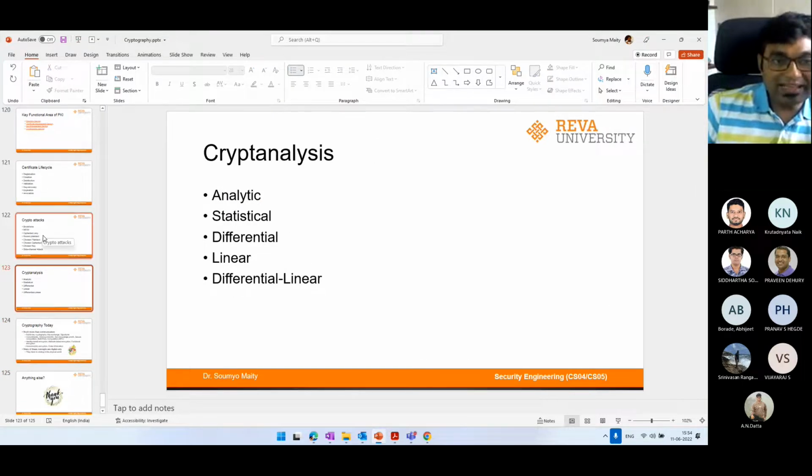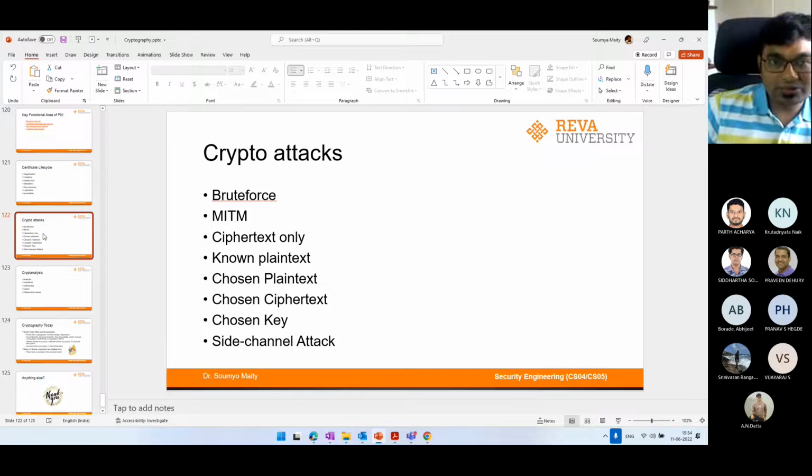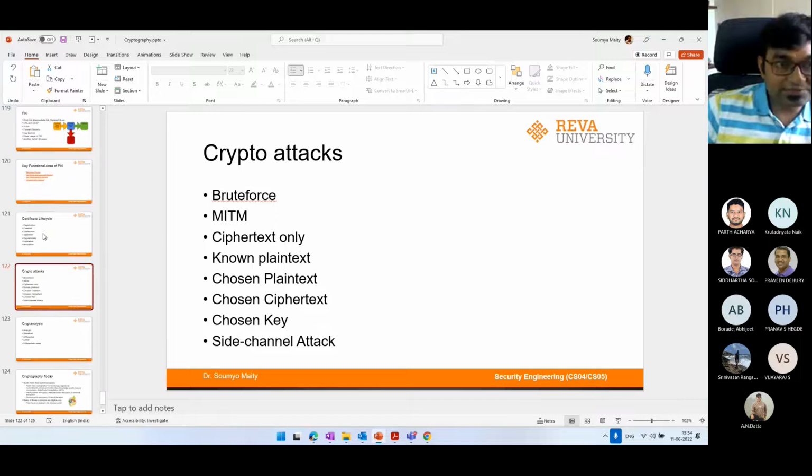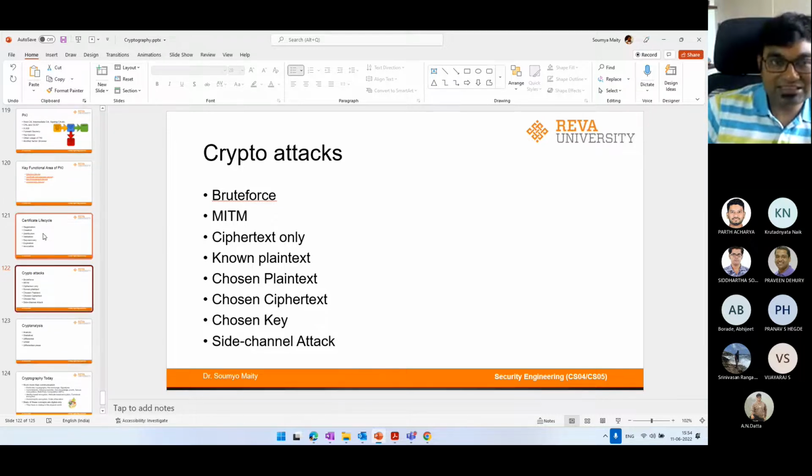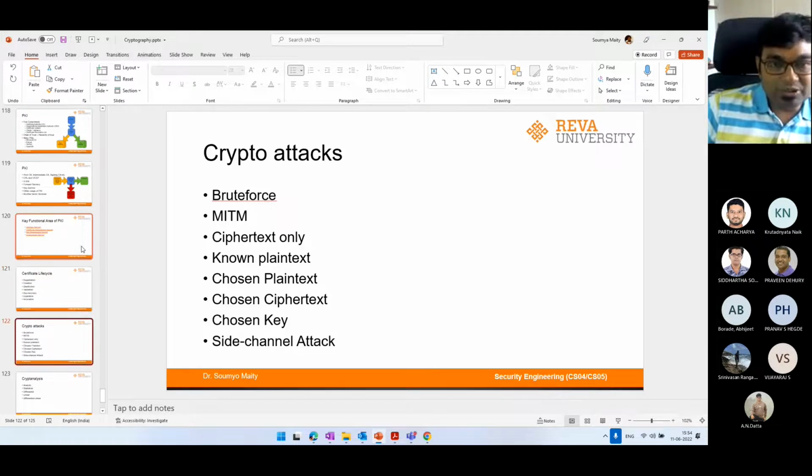Now, different crypto attacks that might happen. So now we understand what is PKI. We understood what is a digital certificate. We understood what is a digital signature, and we also understood the mathematical or technological basis on which all this system is built. That is cryptography, and how we can attack the cryptography. How we can hack the cryptography? The answer is using mathematics.